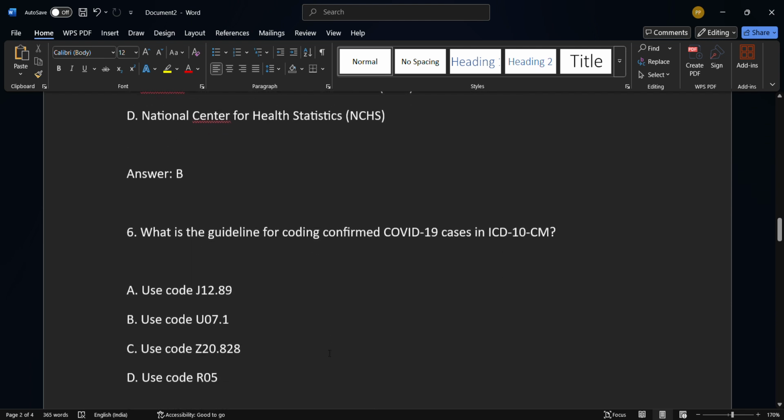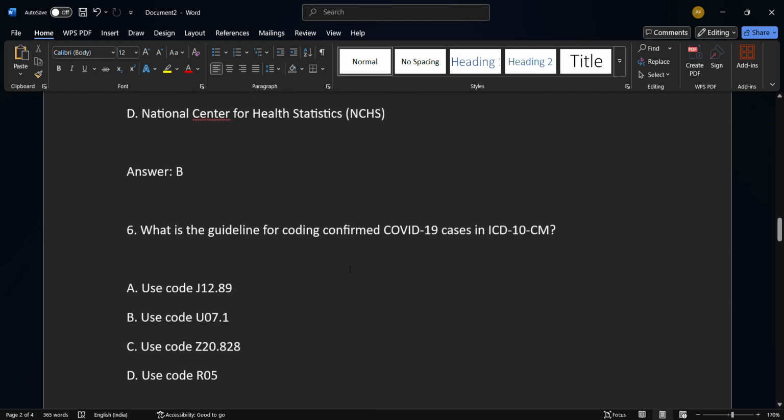Sixth question: what is the guideline for coding confirmed COVID-19 cases in ICD-10? COVID-19 coding is related to which type of codes or which alphabet? It's a very easy question. Let us check the options. Option A, use code J12.89. Option B, use code U07.1. Option C, use code Z20.828. And option D, use code R05. The right answer is option B. It is completely related to the U series of codes, U07.1.